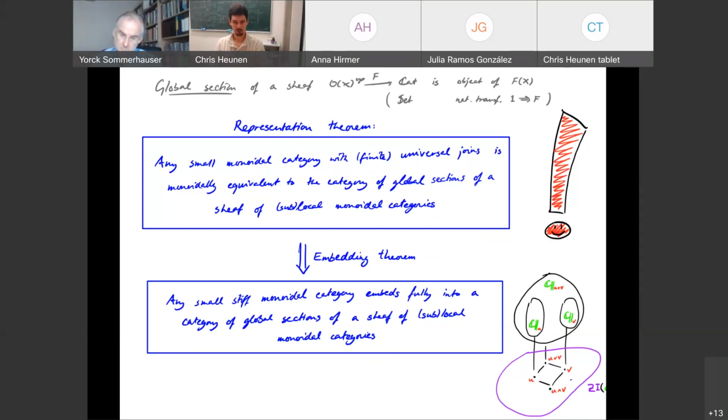Right, so that's the representation theorem. Hopefully now you can understand all the words. So just for repetition, I'll say it once more. Any small monoidal category with universal joins is equivalent to a category of global sections of a sheaf of local ones.